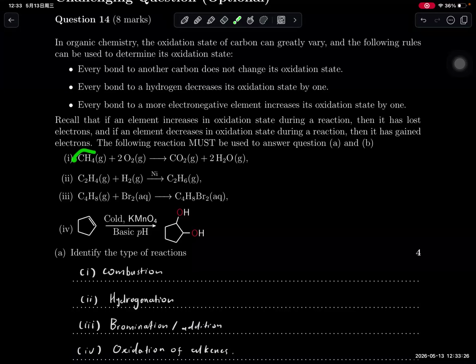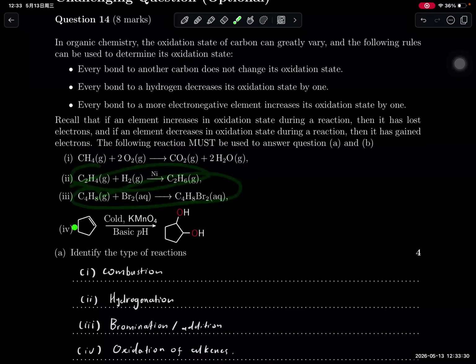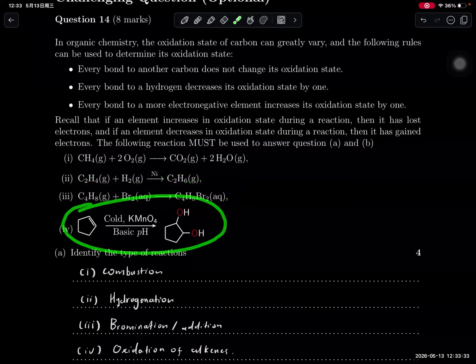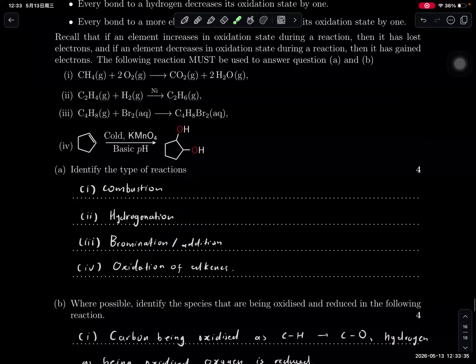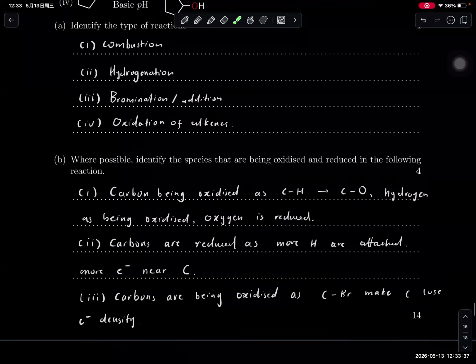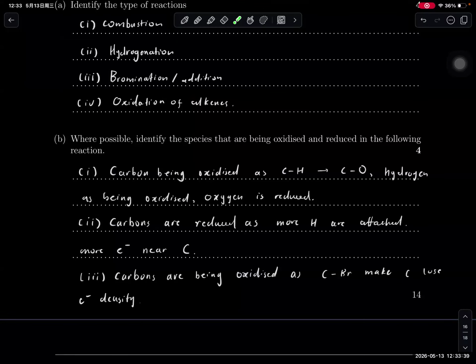So the first one will be a combustion reaction. The second one will be hydrogenation. The third one will be bromination. The fourth one will be an oxidation reaction, but we haven't seen this before. B, where possible, identify species that are being oxidized in each reaction.